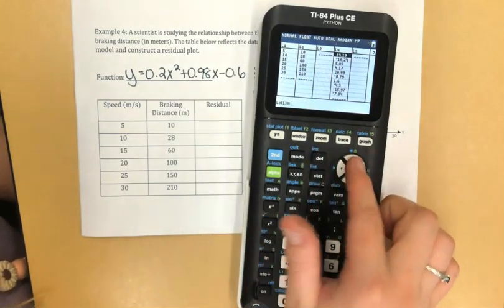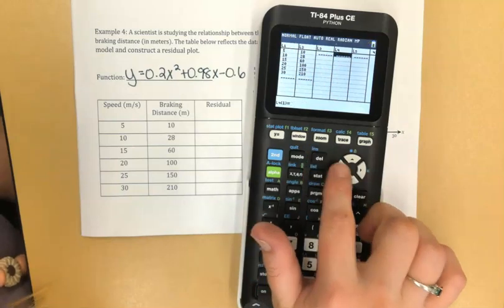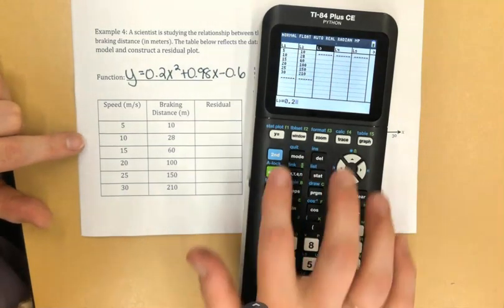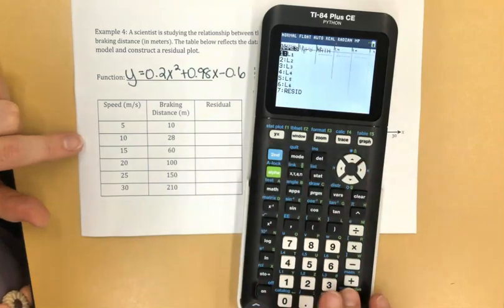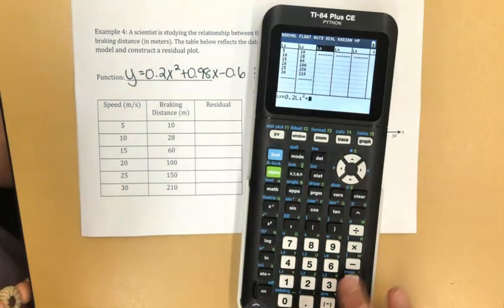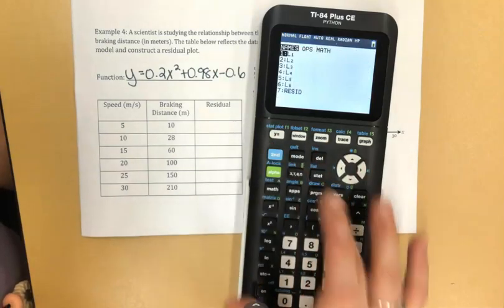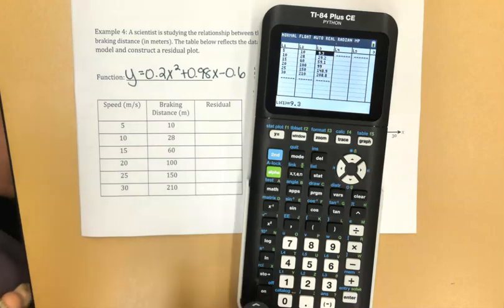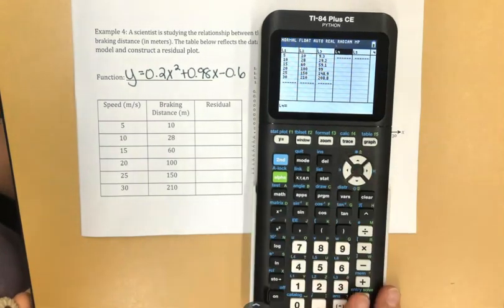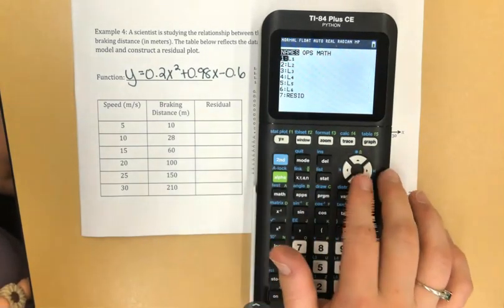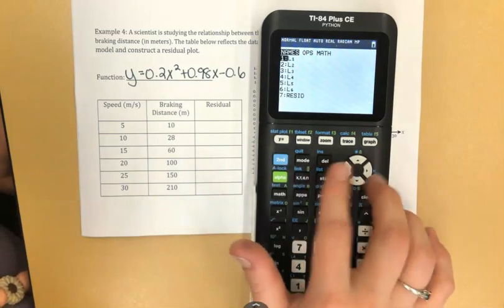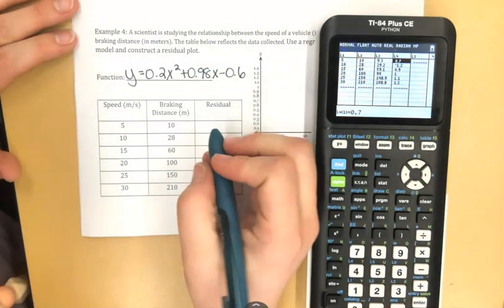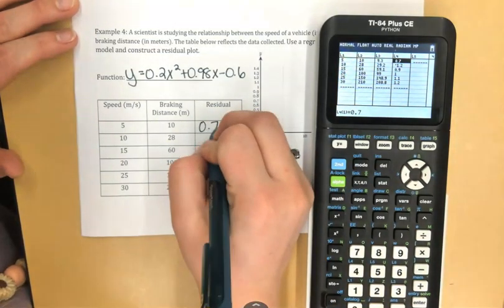I'm just going to delete everything out of both of those. And in list 3, I'm going to put 0.2 times list 1 squared plus 0.98 times list 1 minus 0.6, and it will do my predicted values for me. Then I want my residuals, which is going to be list 2 minus list 3. And I've got a new set of residuals that I can plot on the graph.